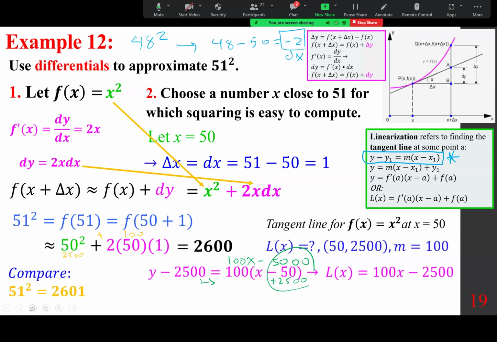Now, if you replace the x with 51, you get 100 times 51 minus 2500, which is exactly the same as this one. These are two different versions of the same process: differentials versus linearization.